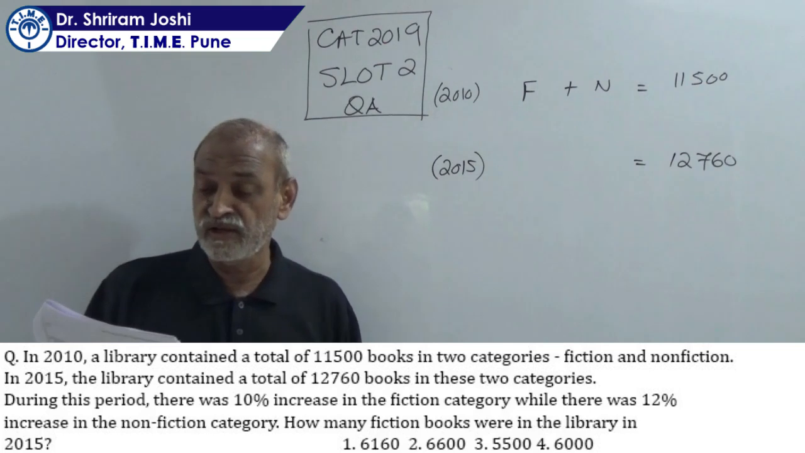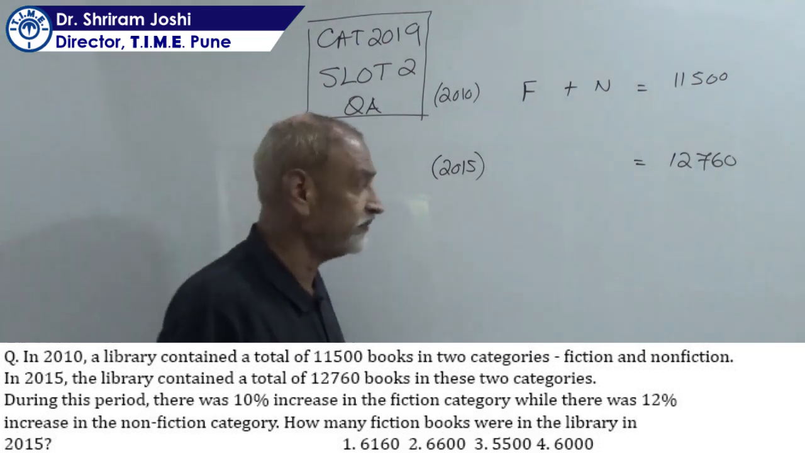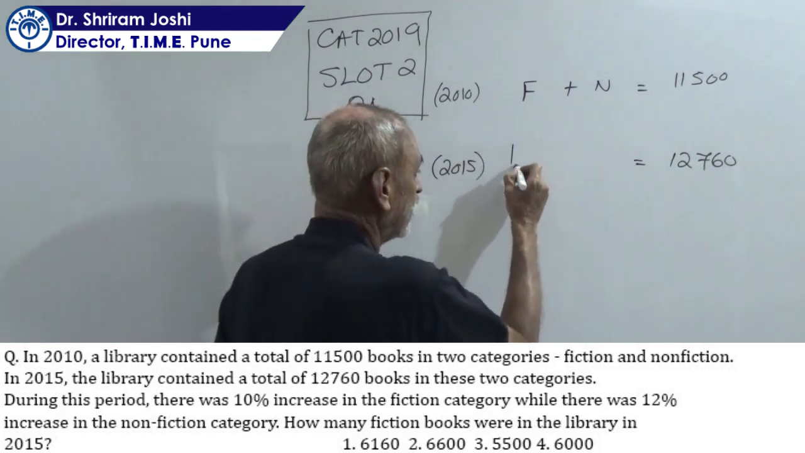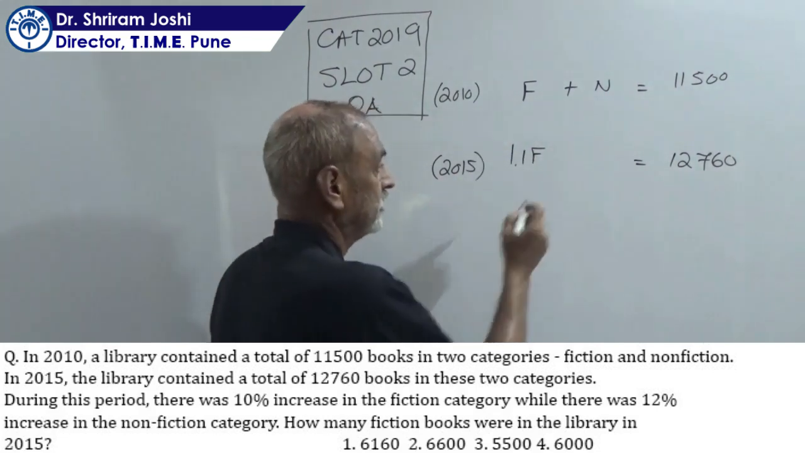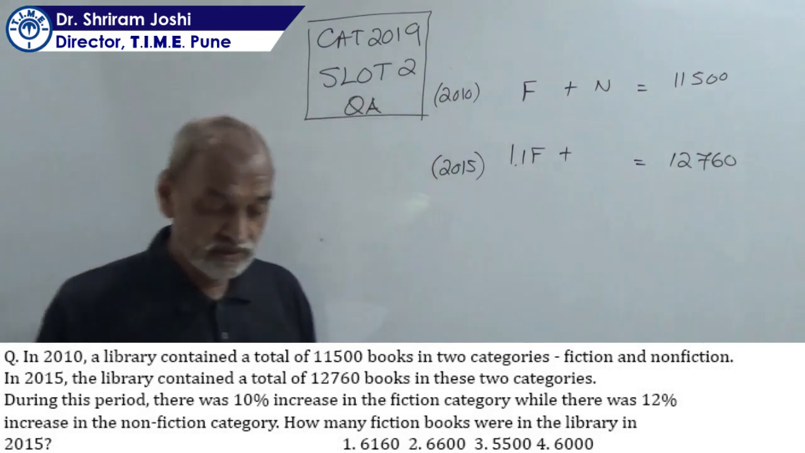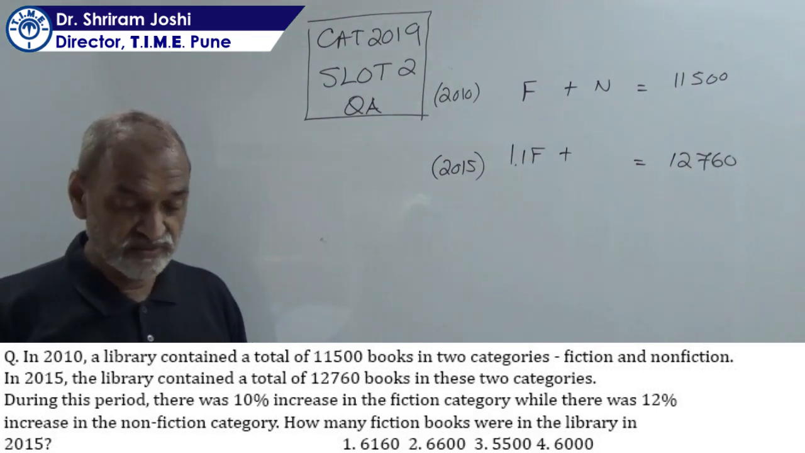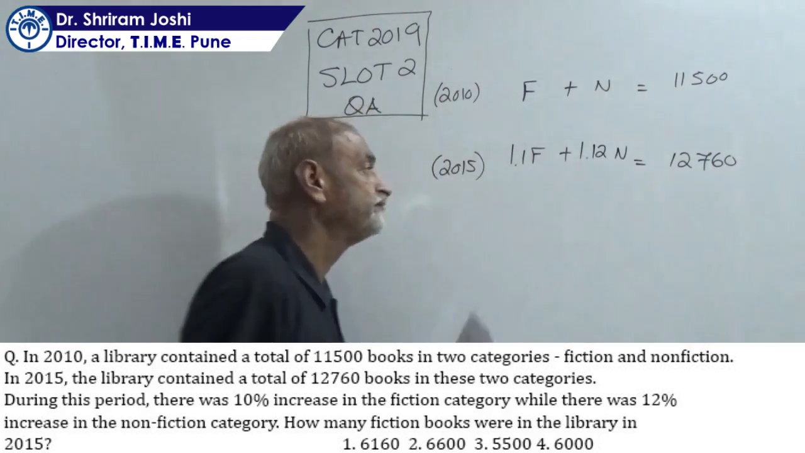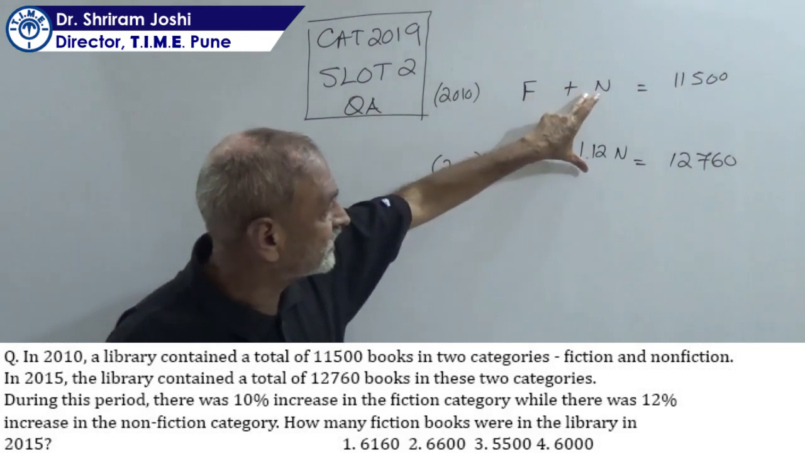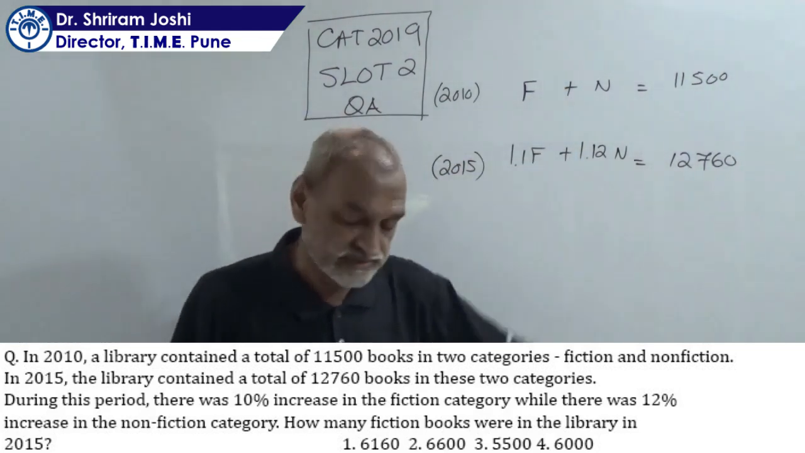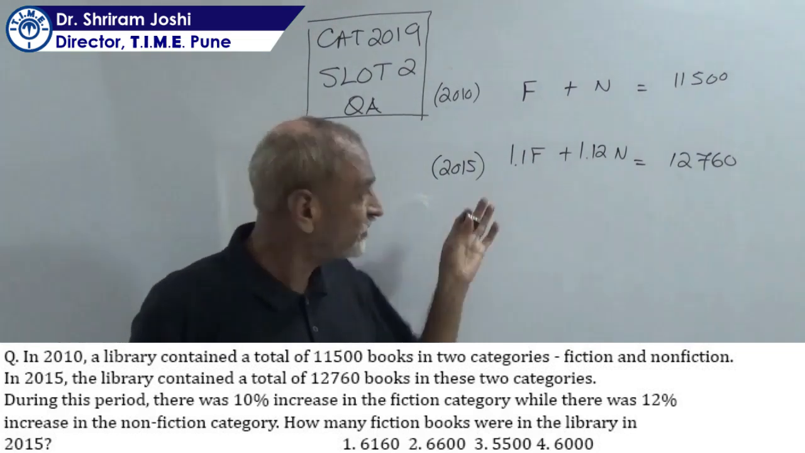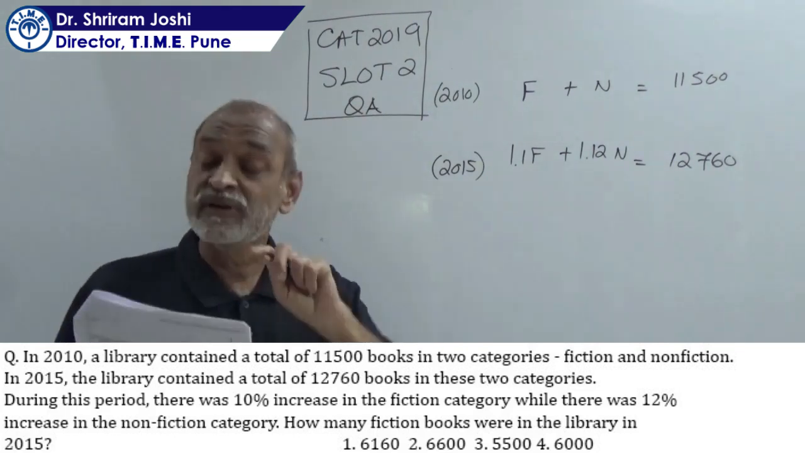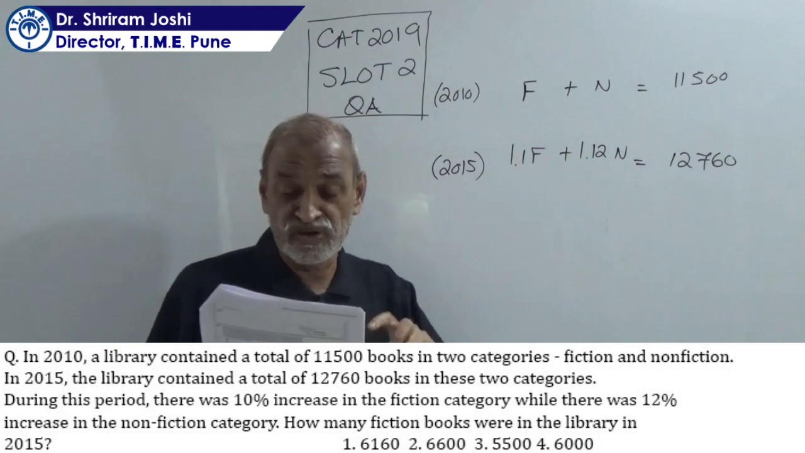During the period, there was a 10% increase in the fiction category. 10% increase means multiplication by 1.1. So 1.1F plus something with non-fiction. The non-fiction increased by 12%. So 1.12N. This is 10% increase. This is 12% increase, and the total is this. If you see the setup, two equations, two variables, you should be able to solve it. But there is a small trap, a small twist.